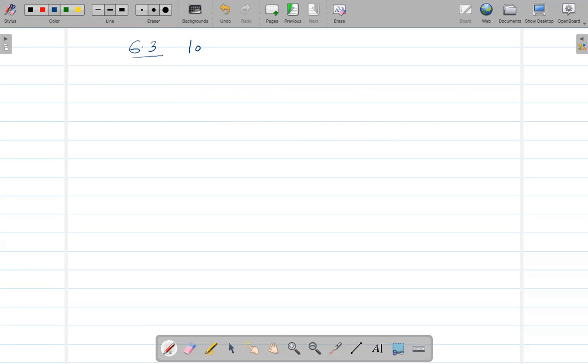So this is logarithmic function. Okay, so 6.1 was about exponential function, right? Exponential function and logarithmic functions are related. So let's first introduce exponential function.